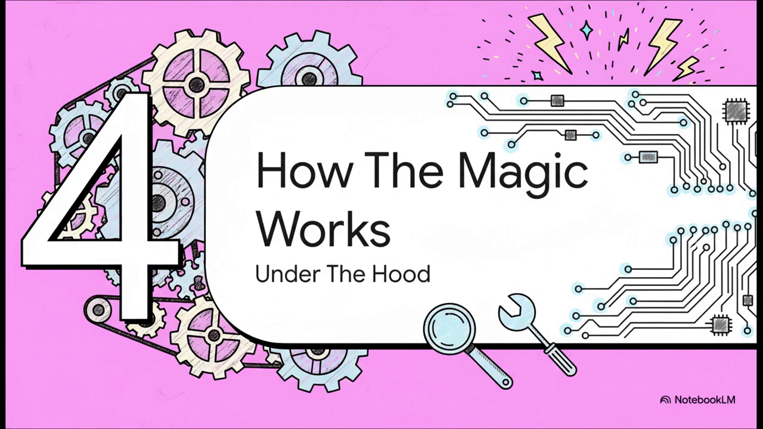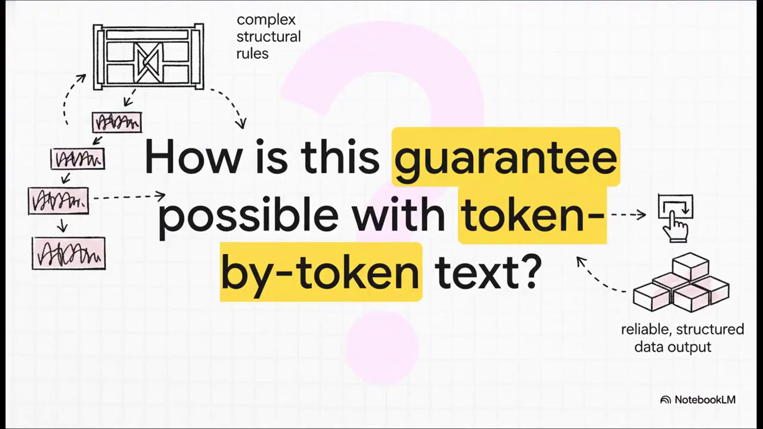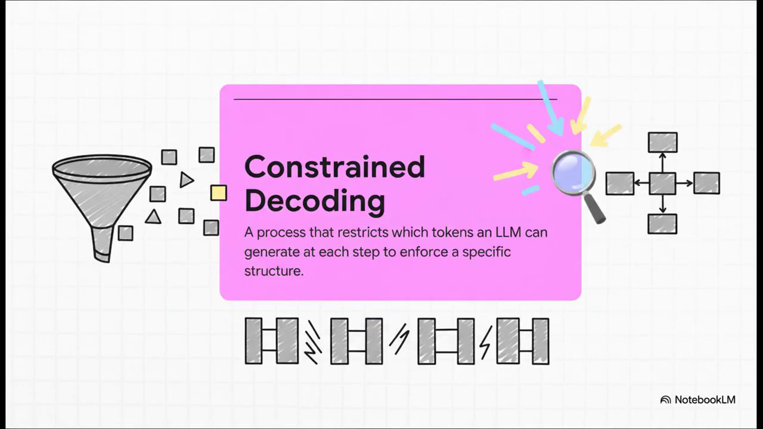Well, this brings us to the most fascinating part of all, Section 4, how the magic actually works. Let's pop the hood. This is the key question for any engineer, right? We know that these language models just generate text sequentially, one token, like a piece of a word, at a time. So how in the world can you enforce these complex, rigid rules on a process that seems so fluid? The answer, the secret sauce, is a powerful technique called constrained decoding. You might also hear it called guided generation. And the really crucial part to understand here is that this isn't happening after the fact. The constraints are being applied in real time during the generation process itself.